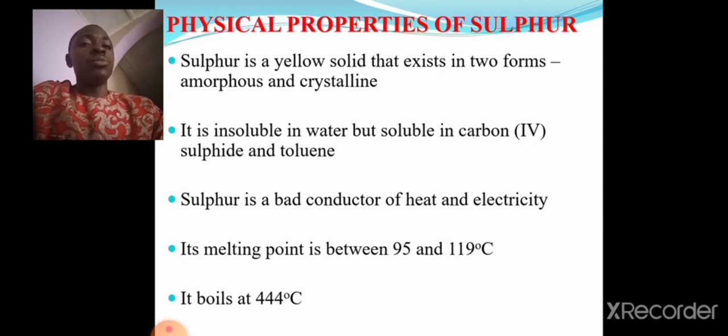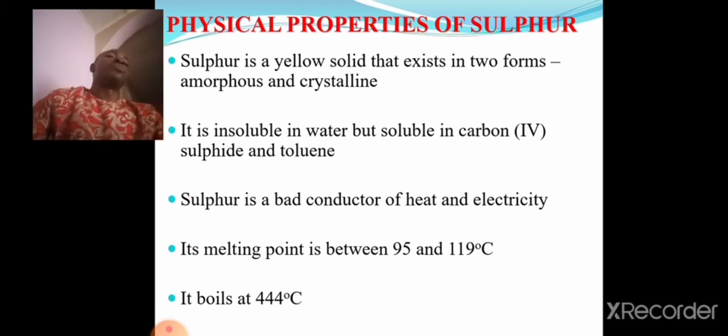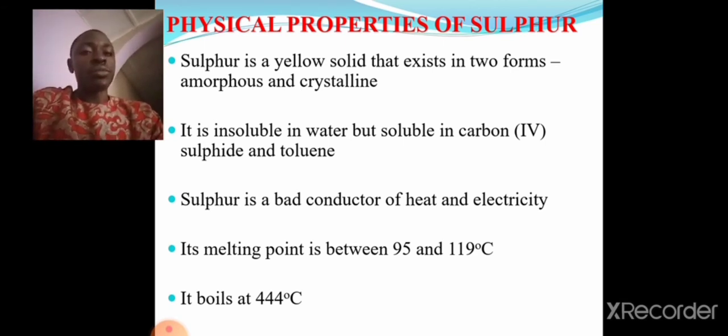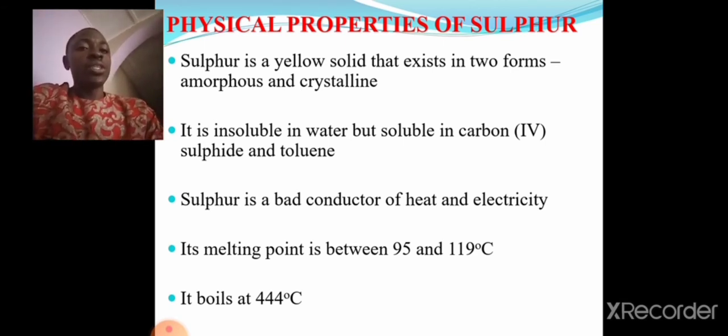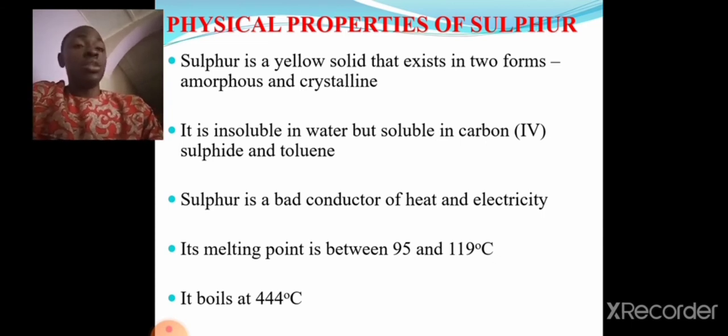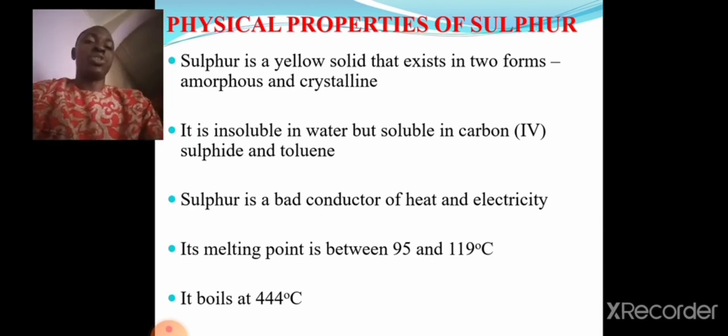Okay, number 2, it is insoluble in water, but it is soluble in a liquid we call carbon 4 sulfide, and it's also soluble in toluene, a methylbenzene. Sulfur is a bad conductor of heat and electricity. Its melting point is between 95 degrees Celsius and 119 degrees Celsius, and it boils at 444 degrees Celsius.